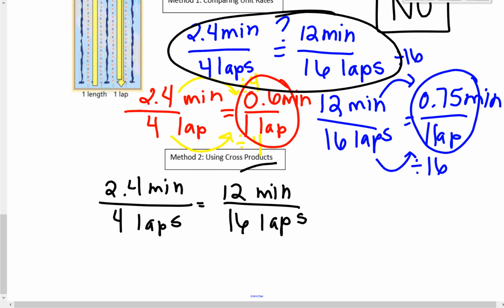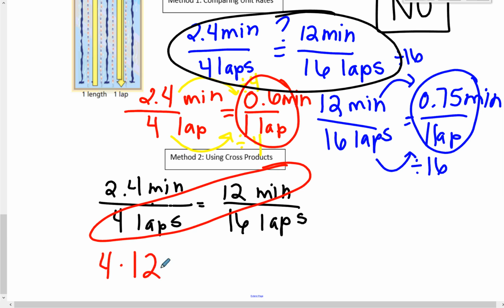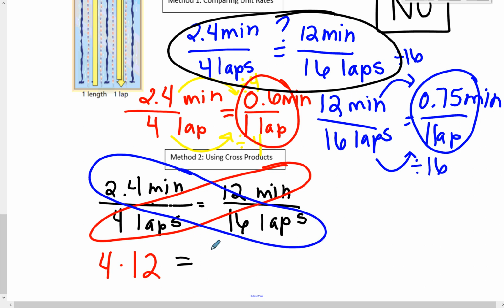Remember, cross products are opposites in this proportion. Okay, opposites. So cross products are 4 and 12. So 4 times 12 should be equal to 2.4 times 16, which is our other cross products. I'm going to use a star here since I have a decimal.